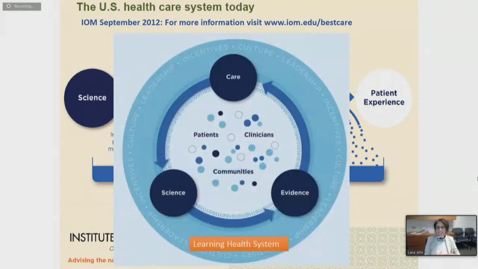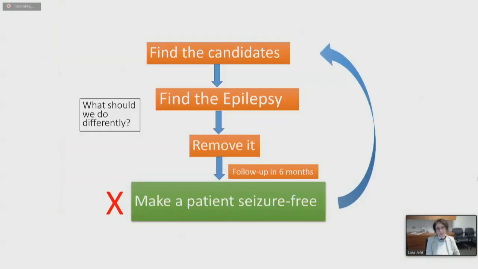And what we really need is a learning health system where we incorporate research along our continuum of care, so we can learn from each care delivery that we perform, and ultimately improve care and deliver more effective treatment for our patients.